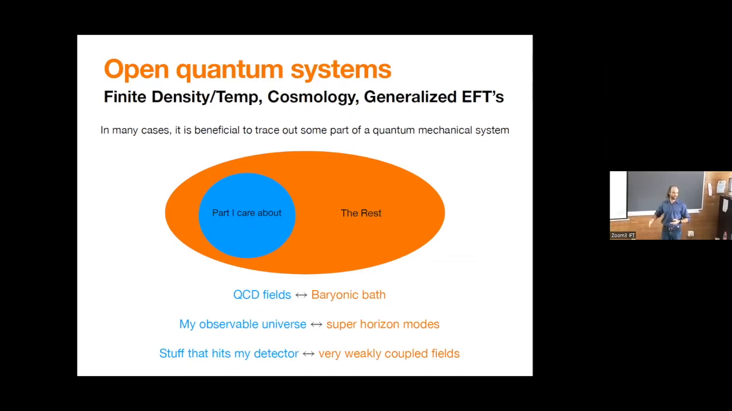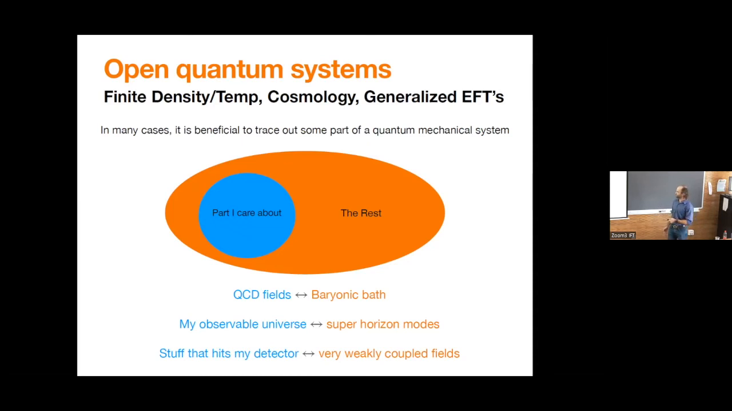Okay, why open quantum systems? And I'll relate this back to this idea of a finite density. If I have an open quantum system, then the idea is that you have some system of interest. It's coupled to some sort of environment, and we're used to doing effective field theory, right? We want to ignore the complicated stuff that we're not directly interested in, and only focus on the physics that's relevant for us. So here's the part I care about. Here is the rest.